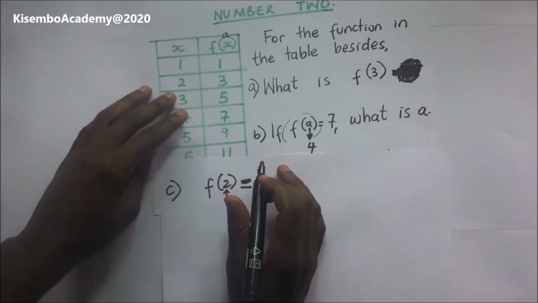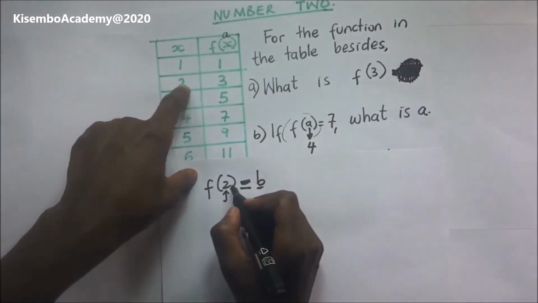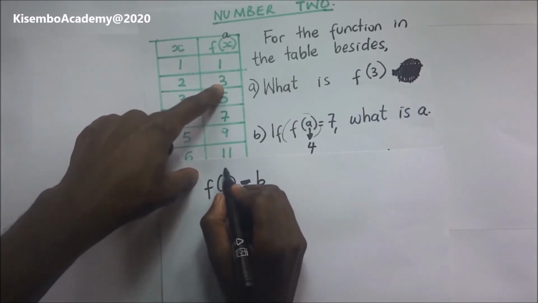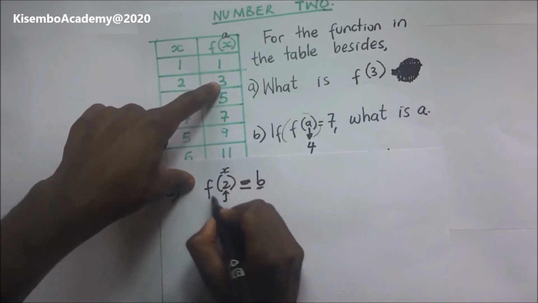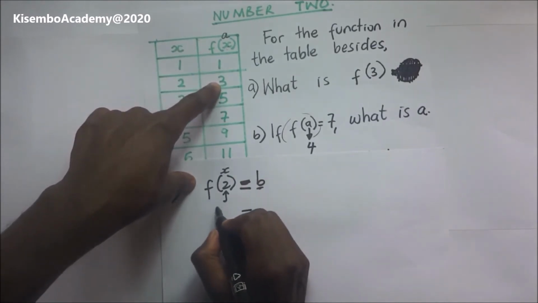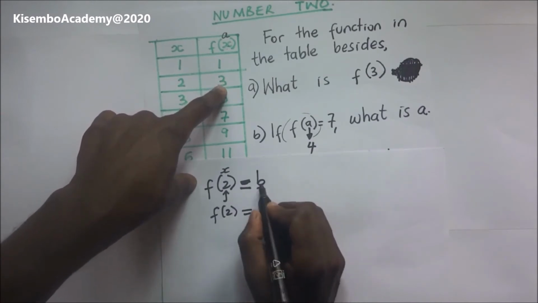So we come to our table. When the value of x is 2, f of x is going to be 3. So the function here is equal to 3. So it means that f of 2 is 3. Therefore, our value of b is 3.